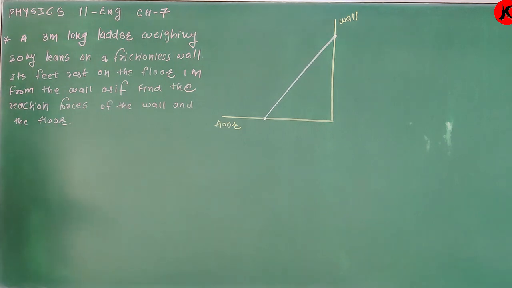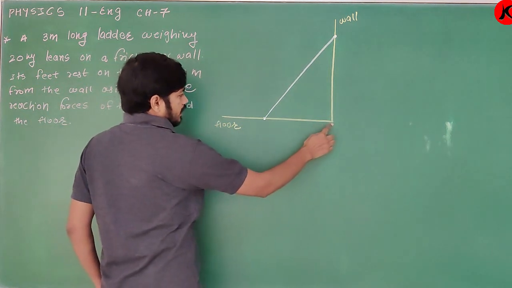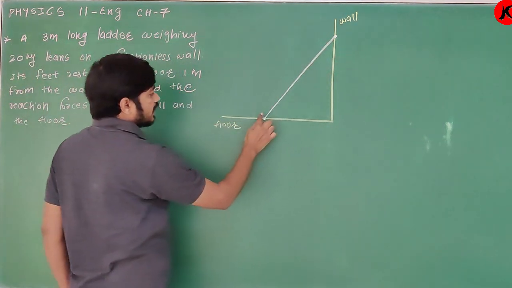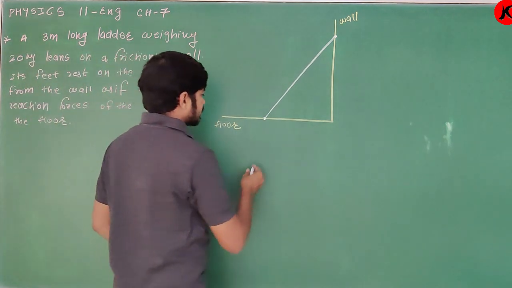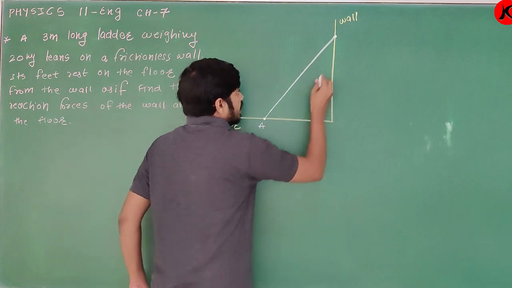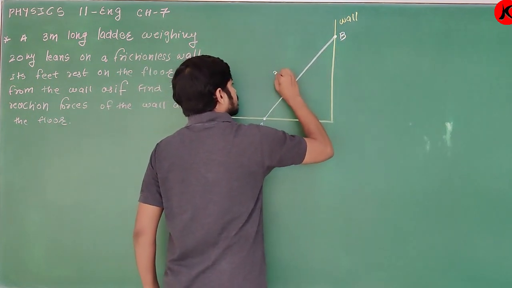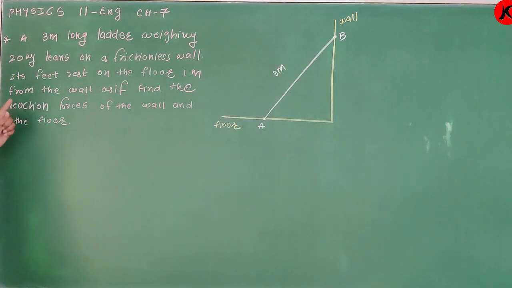What is the question actually? See, here it is. It is the wall and here it is the floor. It is one ladder, 3 meter long. The ladder is named AB. It is 3 meter long, meaning this distance is a total of 3 meter. So, a 3 meter long ladder weighing 20 kg.